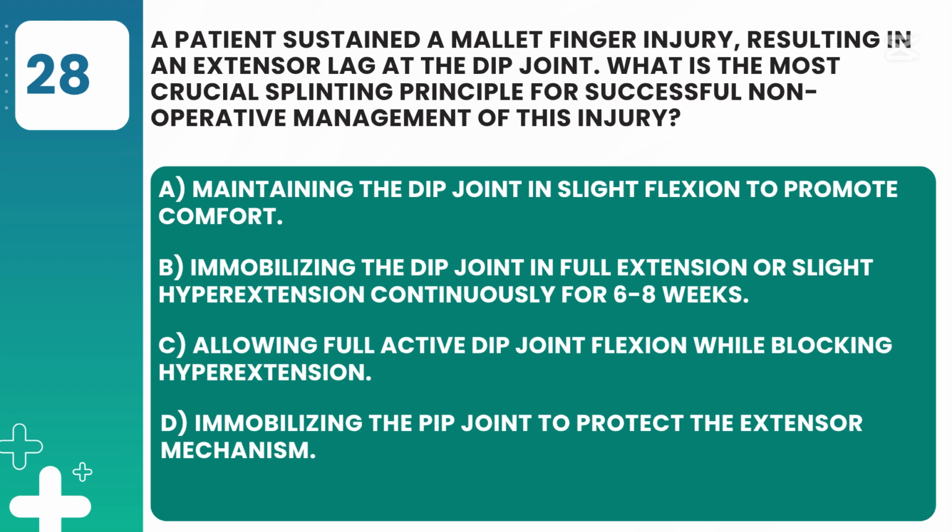Question 28. A patient sustains a mallet finger injury, resulting in an extensor lag at the DIP joint. What is the most crucial splinting principle for successful non-operative management of this injury? A. Maintaining the DIP joint in slight flexion to promote comfort. B. Immobilizing the DIP joint in full extension or slight hyperextension continuously for 6 to 8 weeks. C. Allowing full active DIP joint flexion while blocking hyperextension. D. Immobilizing the PIP joint to protect the extensor mechanism.